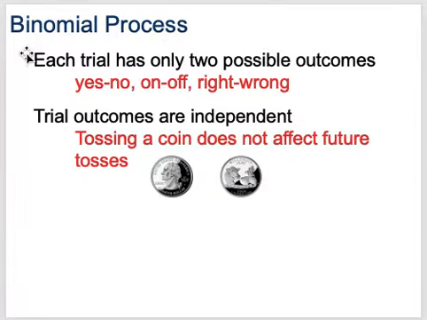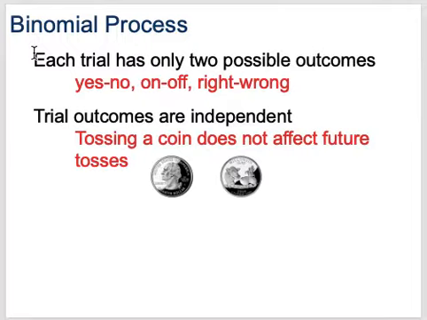We also have this process called the binomial process. Each trial only has 2 possible outcomes: heads, tails, yes, no, on, off, right or wrong. Even a dice can be a binomial process. You could say, what is the probability that I'm going to get a 1? And then the other option would be not 1. So you can sometimes group outcomes into one outcome.